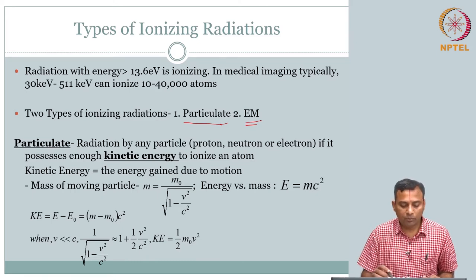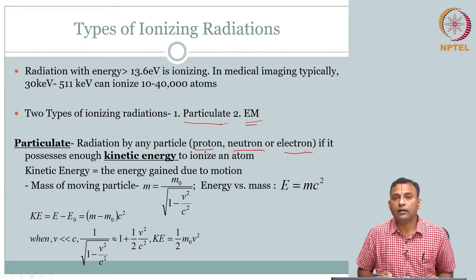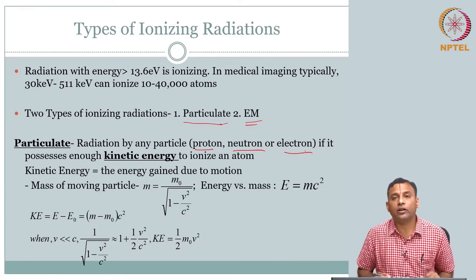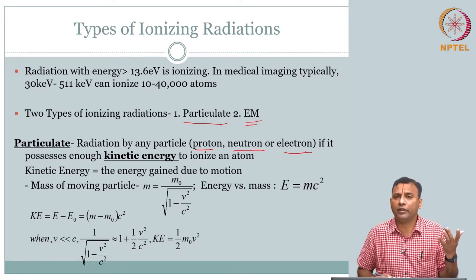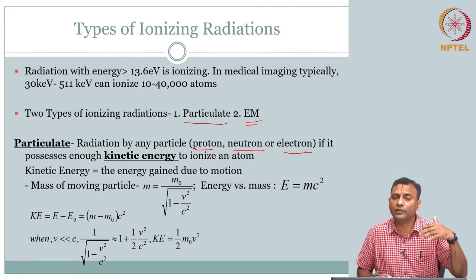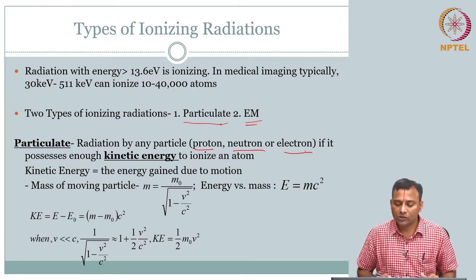So when we talked about particulate, recall, of course, just proton, neutron, electron are listed here, but you could also have other particulate, for example, alpha particle or beta particle. So you will come across those perhaps when we deal with radioactivity, right? Radio tracers, nuclear medicine that we kind of introduced, right? So we will talk about those when we get there.